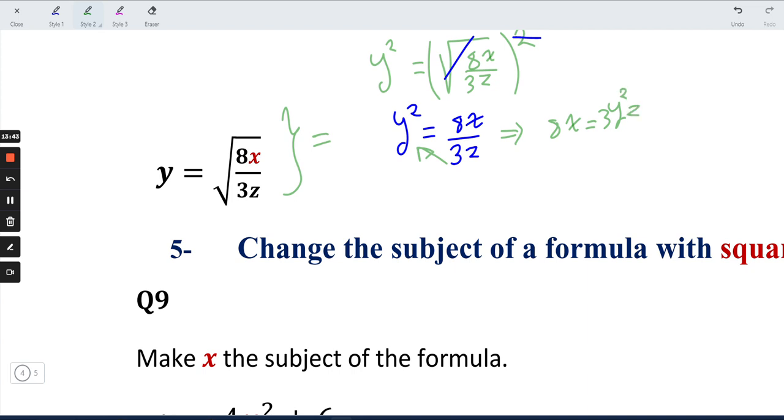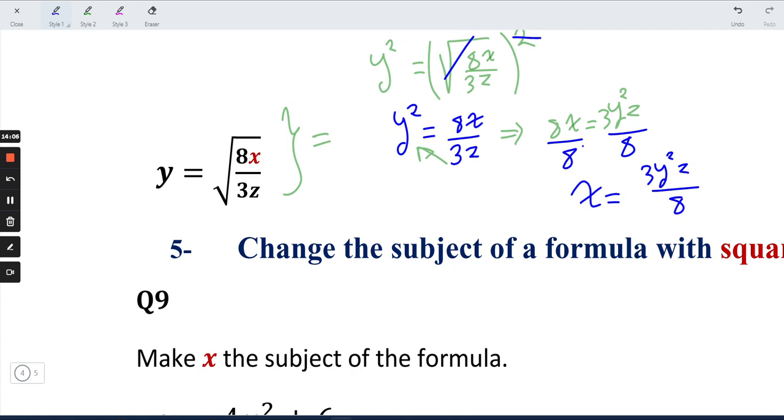It's better to put everything in order. First the number, then put the letters in order. Now dividing both sides by 8, we'll get x isolated on the left hand side equal to 3y square z over 8.